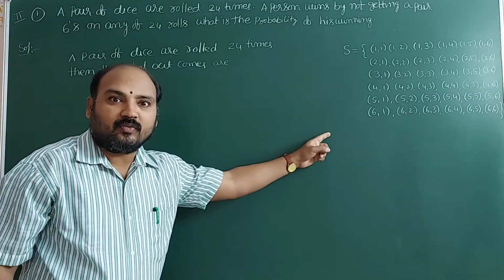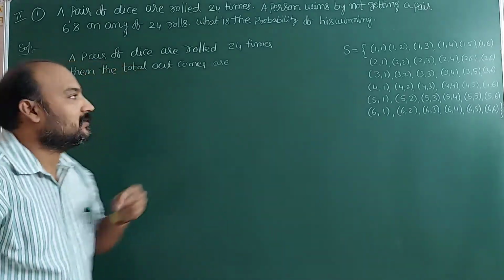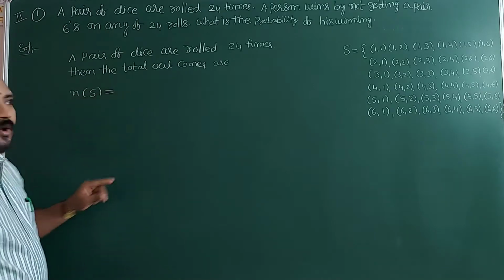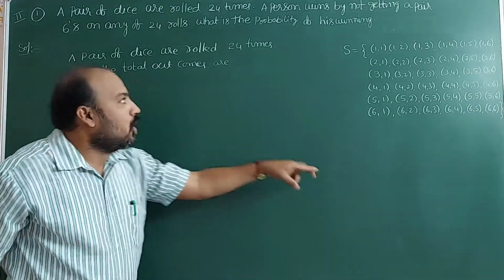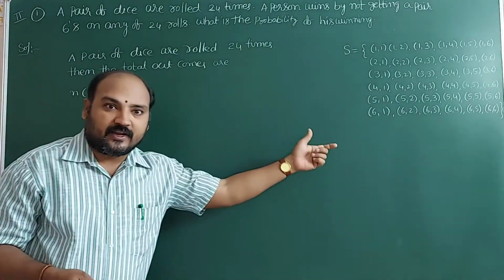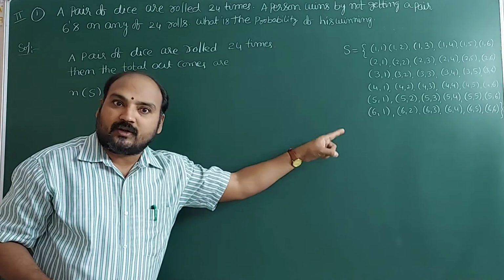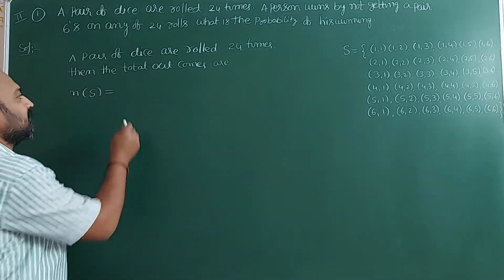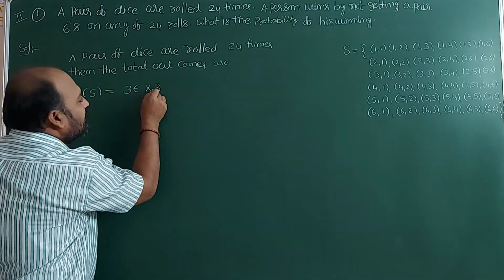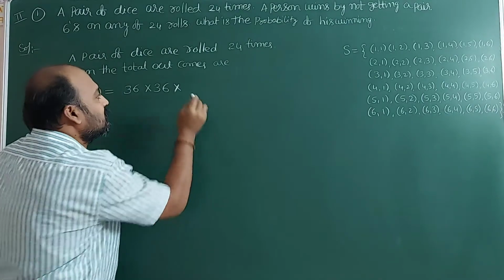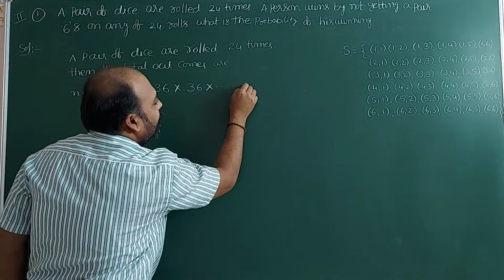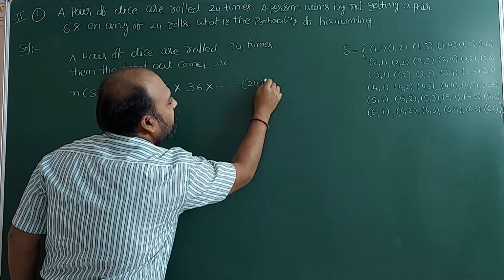36 outcomes you are getting now. So n of S equals total possibilities. A pair of dice rolled how many times? 24 times. If you throw a pair of dice one time, you are getting 36. This is only one time. If we do twice, 36 into 36. If we do thrice, 36 into 36 into 36. If you do 24 times.